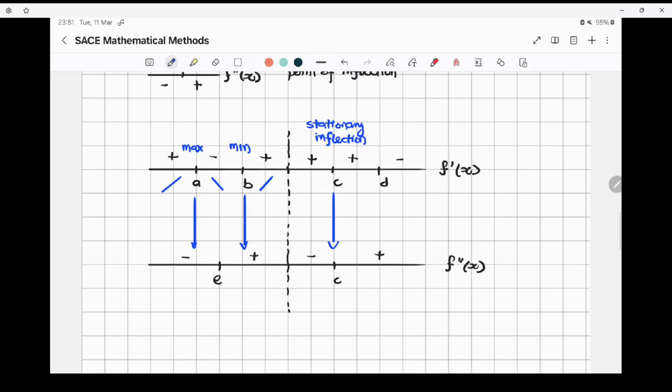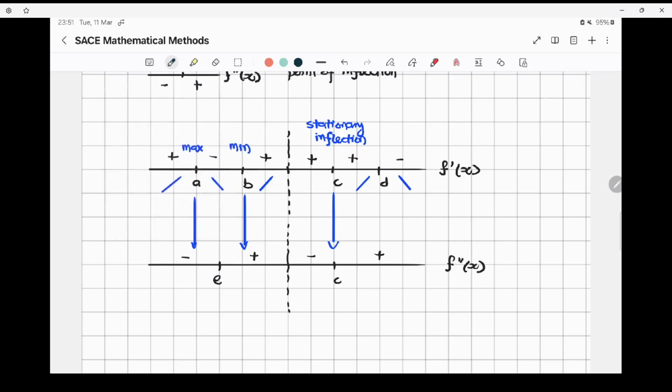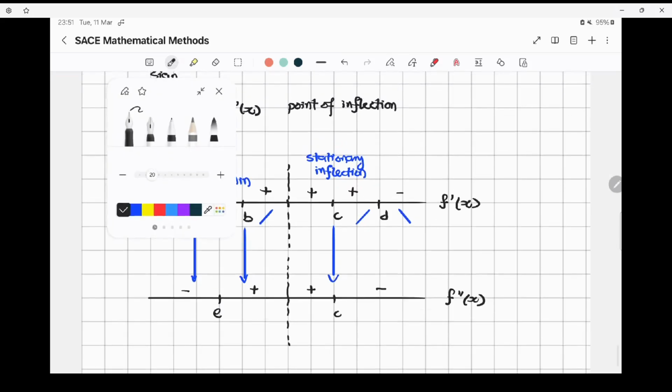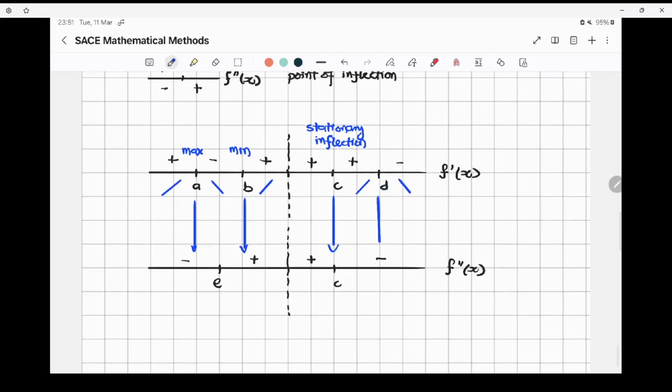So your point D, plus then minus. I might have messed up with the sign. Plus minus should be minus, so this should be plus. Sorry about that. So double check. This should be a maximum point, and it corresponds to the negative region of your f double prime. So that's how you identify all those points.